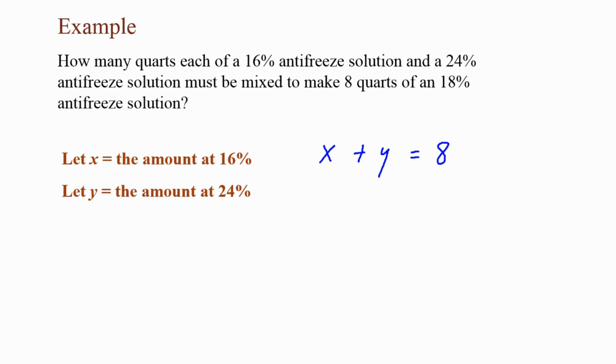Using our total value again, there's 16% of the antifreeze solution in x quarts. Changing our percents to decimals again, 0.16 times x would be the amount of the antifreeze solution. For y, changing my 24% to a decimal, I have 0.24 times y. If I add those, that will equal my 8 quarts at 18%.